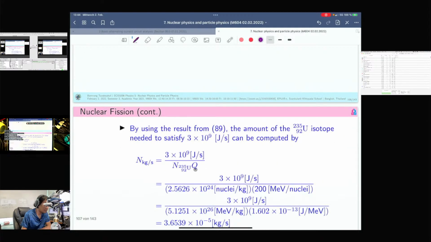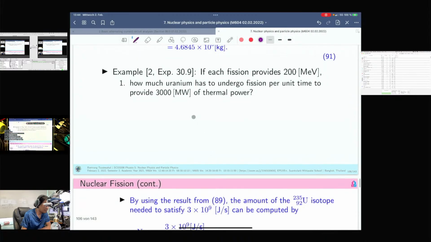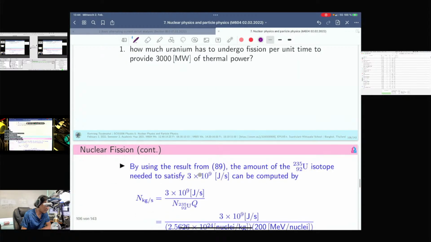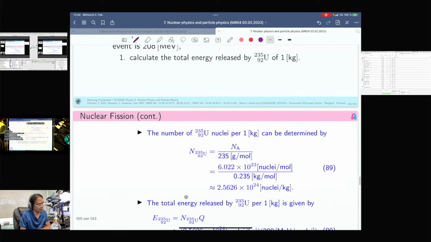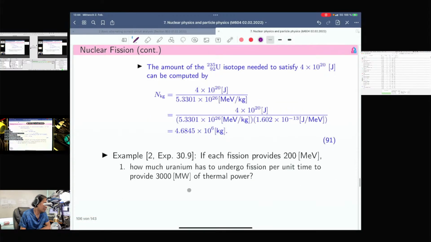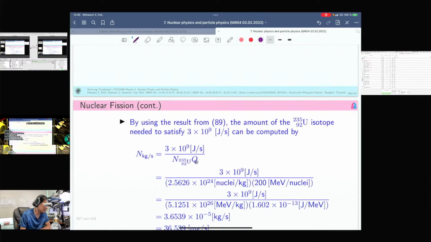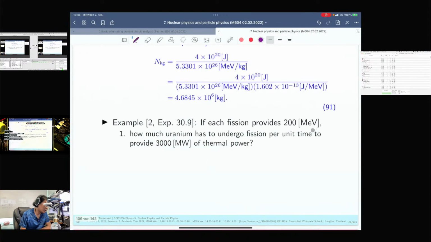Yes, we will start from the required amount of energy, which is 3,000 mega, right? This is million, this is 1,000, 10 to 3, 10 to 6, so it's 3 times 10 to 9 joules per second, right? The unit of watt is actually joule per second. And here is the number of uranium-235 per 1 kilogram. Okay, per mole, sorry, the number per 1 kilogram. The number of uranium-235 per kilogram, and here is the energy released by a single nucleus of uranium-235, which is 200 mega electron volts right here.